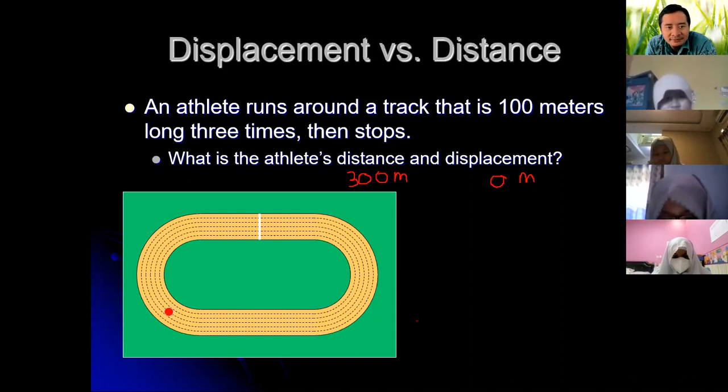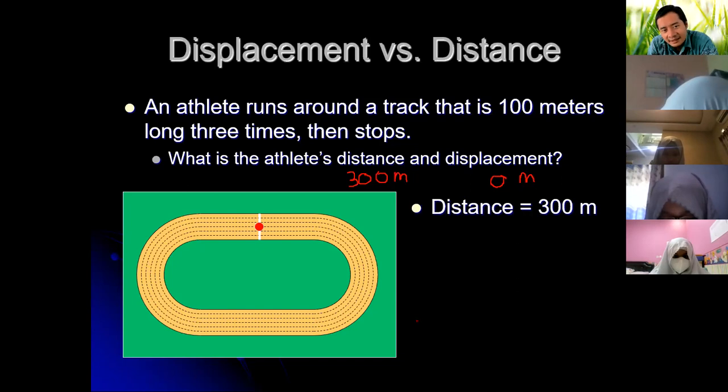Okay, this one, the illustration: 100, and then 200, and then the last 300. The distance is 300 meters. The displacement becomes 0 because the final position and the initial position are at the same place.